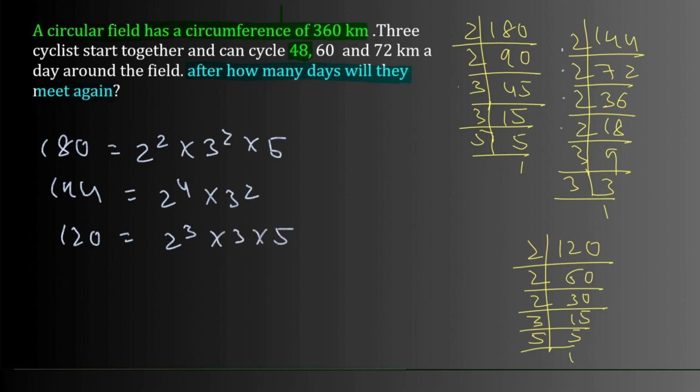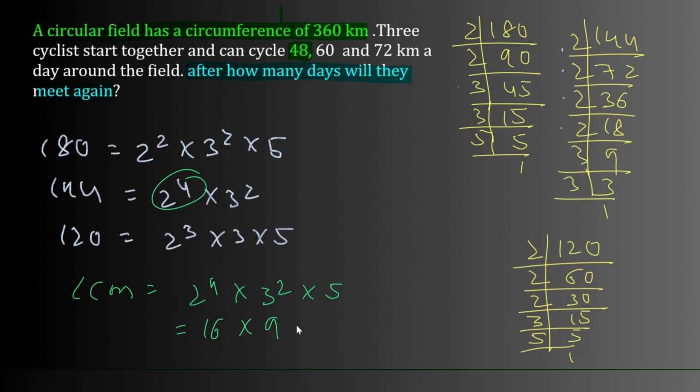Now to find the LCM, we take 2 with the highest power, that is 2 raised to the power 4, 3 with the highest power, that is 3 square, and 5 with the highest power as 1. So 2 raised to the power 4 is 16, this is 9 and this is 5. So it's going to be 16 into 5 is 80, into 9 is 720 hours.